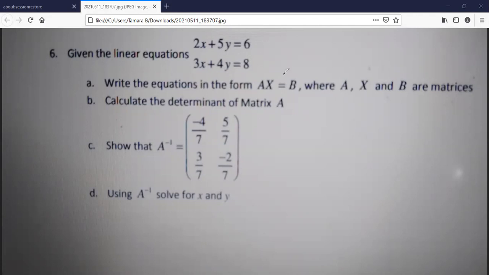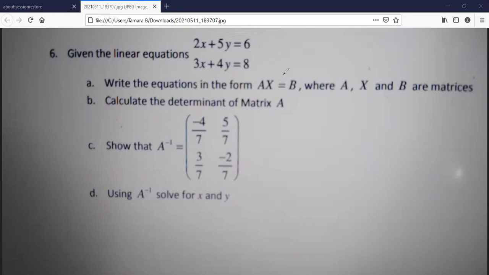All right, so okay, guys. The question that we're going to look at today is a matrix question. This is one such question that comes in section 2 of your paper 2. All right, so we're going to take this step by step.